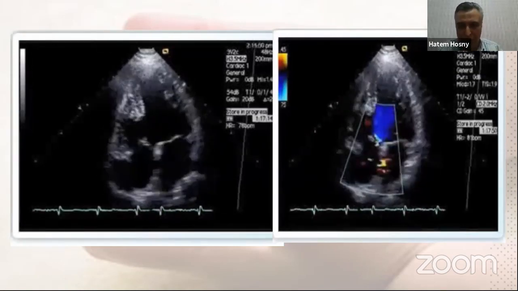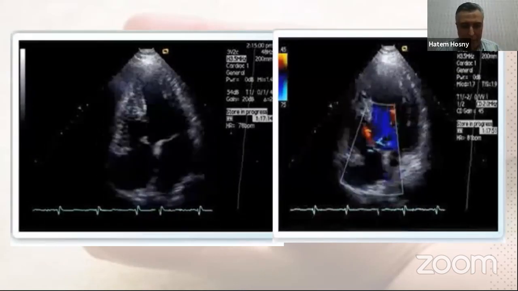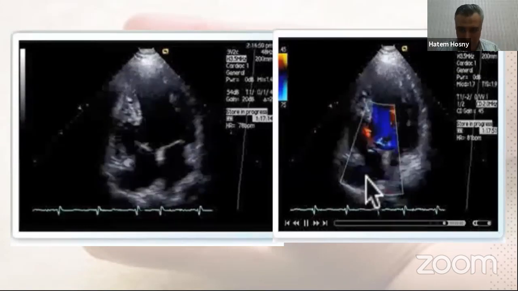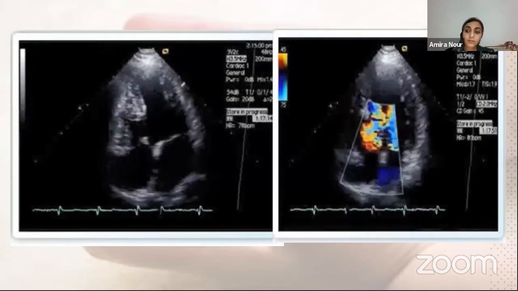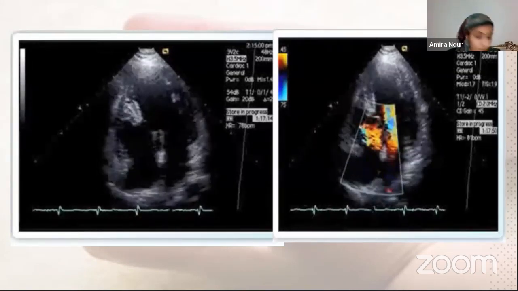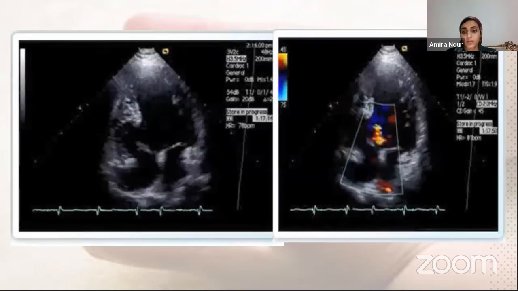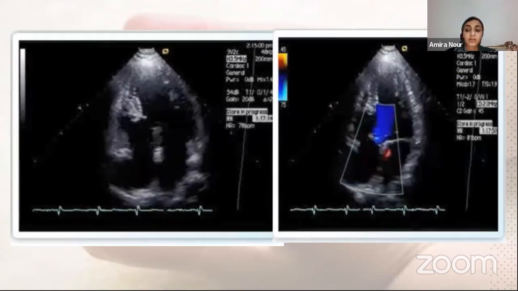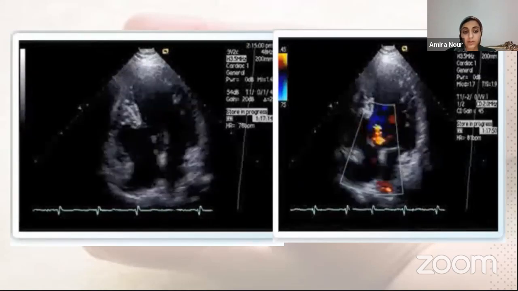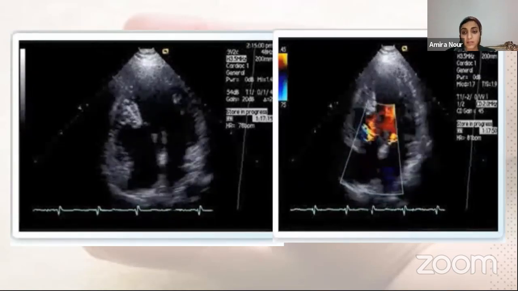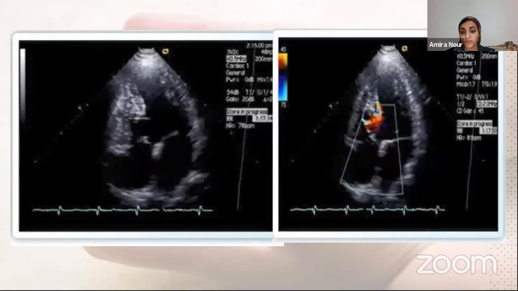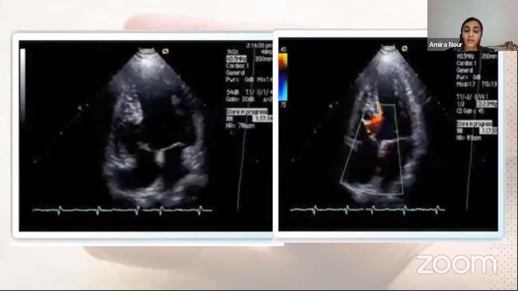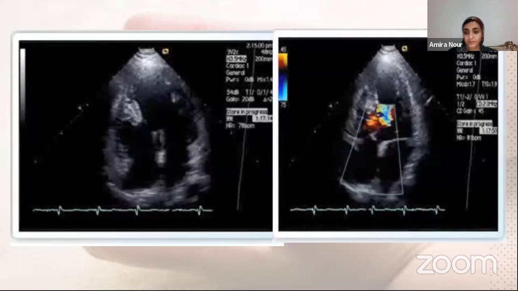We have 4 types of VSDs: perimembranous, subarterial, inlet, and muscular. I just want to stress, or explain, that we divide the muscular or trabecular VSDs again, because we have a large area of trabecular septum, into inlet muscular, mid-muscular, and outlet muscular VSDs.